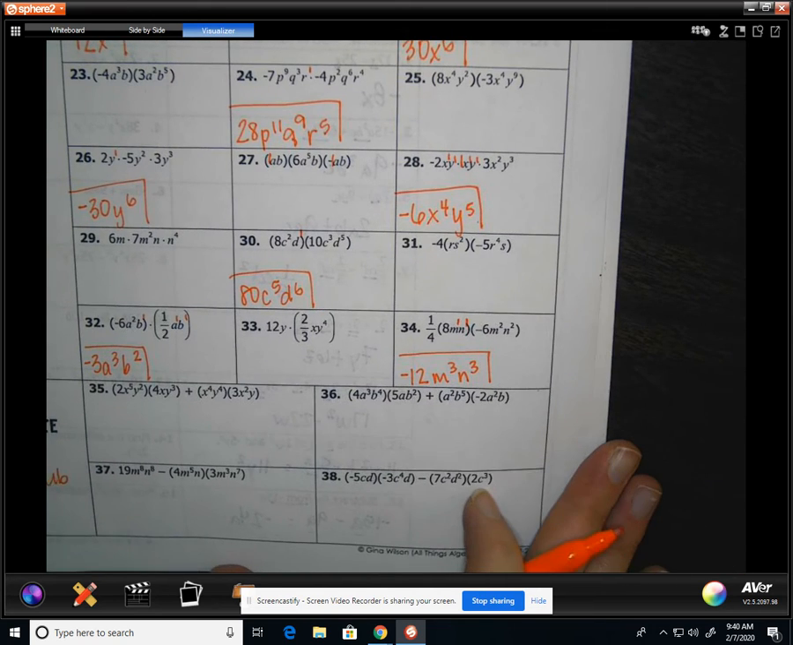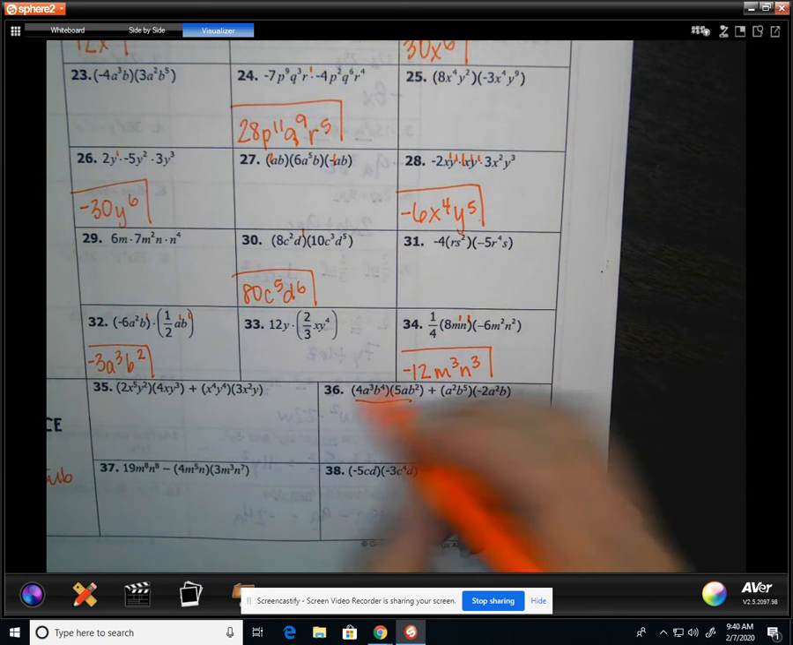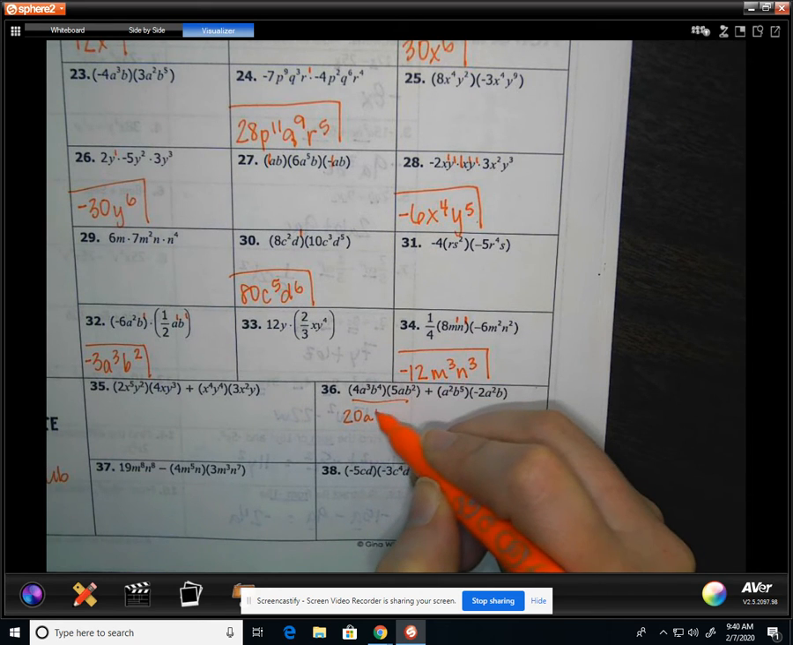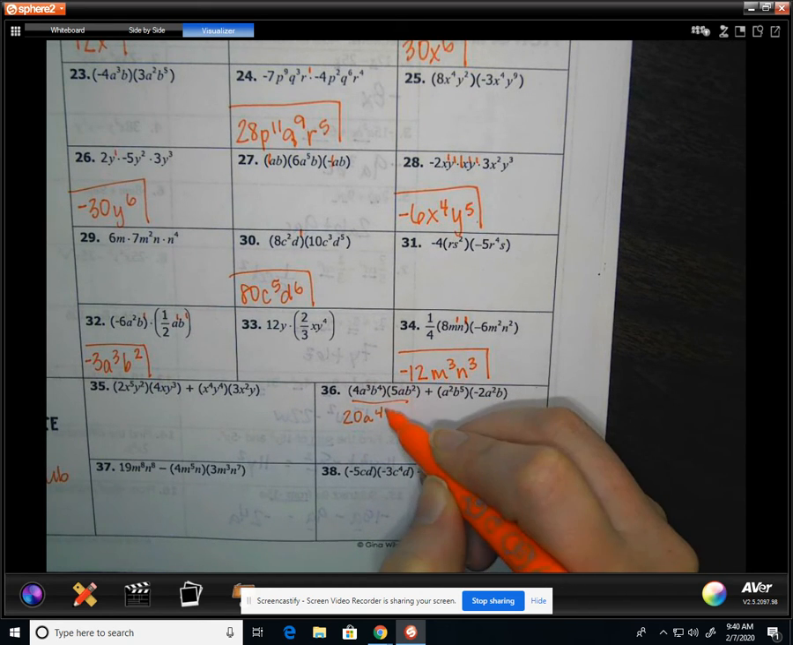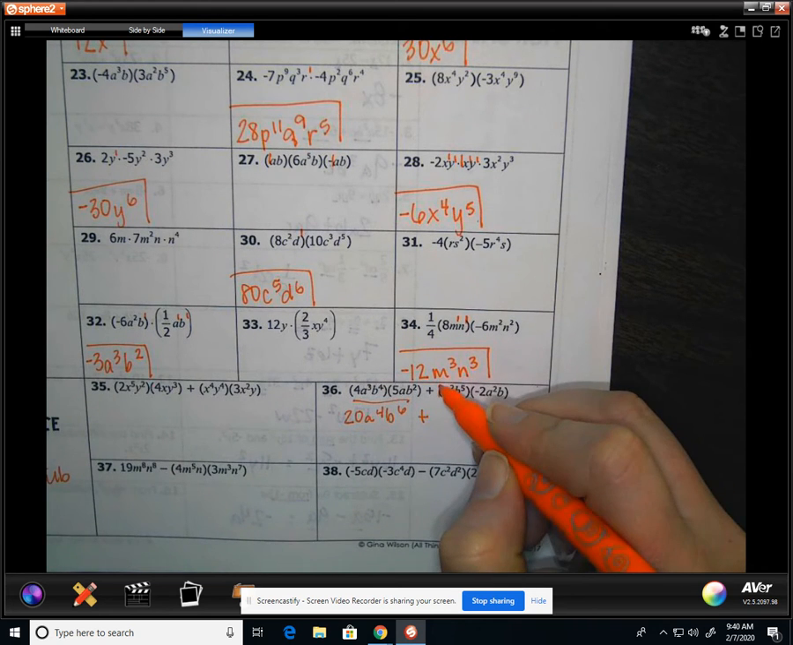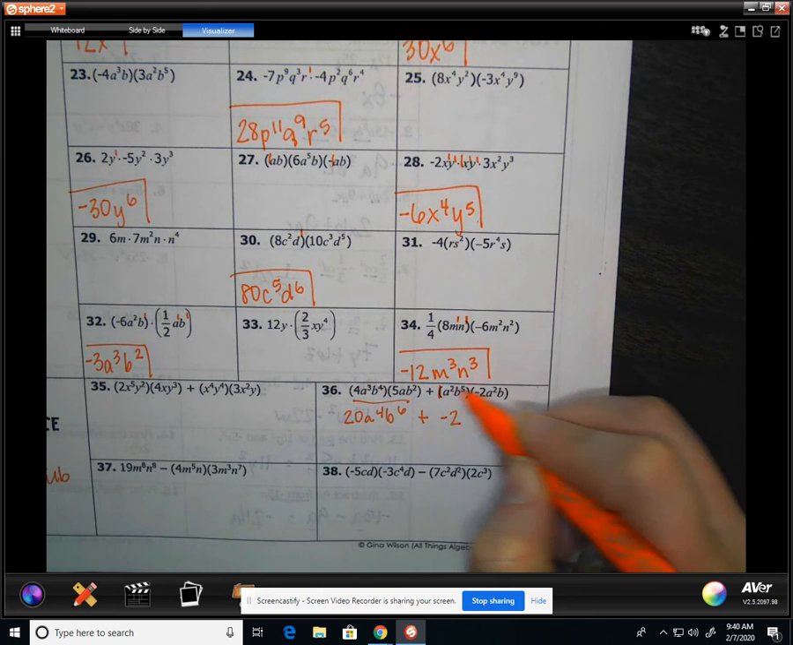Okay, so for number 36, we're going to multiply this side first. 4 times 5 is 20. Now I add my letters. 3 plus 1 gives me a to the 4th, and 4 plus 2 gives me 6. I bring down that plus sign. There's a 1 right here. So 1 times -2 is -2, and 2 plus 2 is 4, and 5 plus 1 is 6.